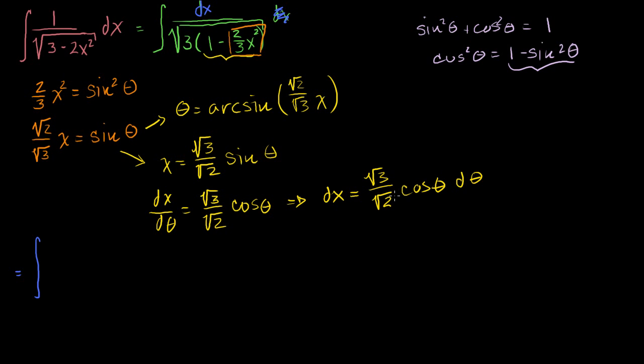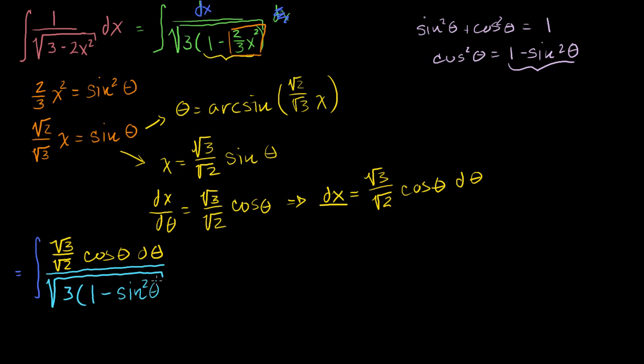So what's dx? Dx is this right here. I'll do it in yellow. So it's the square root of 3 over the square root of 2 cosine theta d theta. That's what dx was. Now, the denominator in my equation, I have the square root of 3 times, now it's 1 minus. Now I said 2/3 x squared is equal to sine squared of theta. 1 minus sine squared of theta.